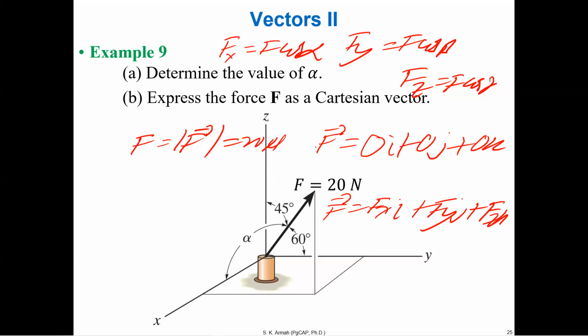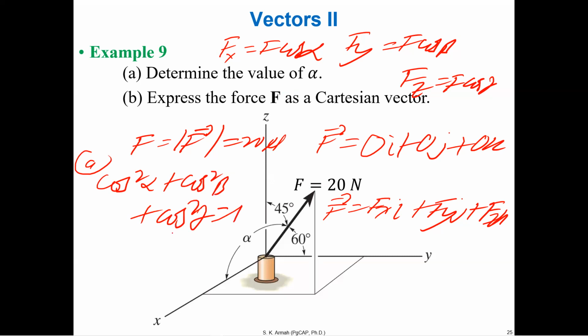So all I need to do is use that formula, cosine squared alpha plus cosine squared beta plus cosine squared gamma equals 1, and we need to work out what alpha is. I remember I did the square root and I said it's plus or minus, and you have to.